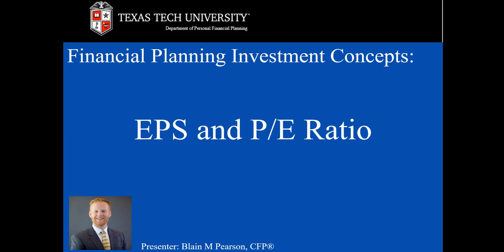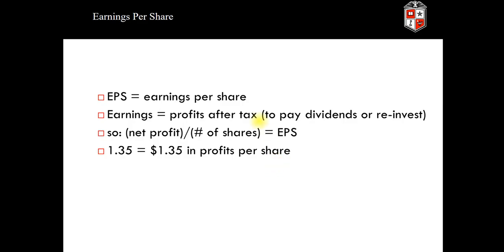In this video, we're going to look at the earnings per share and the price to earnings ratio. To begin, let's first look at the earnings per share. You may also see it abbreviated as EPS. The earnings per share simply means the earnings or the profits after all the taxes have been paid.